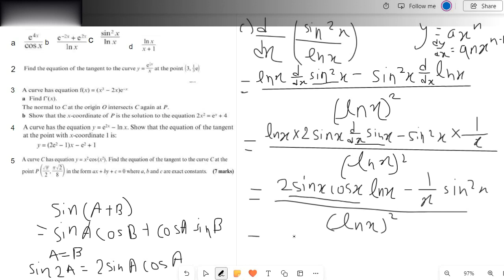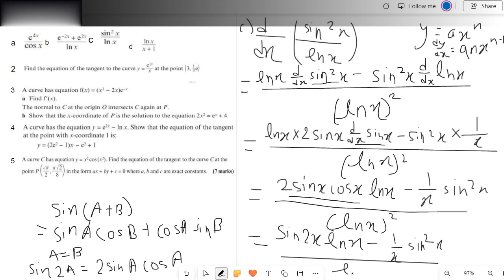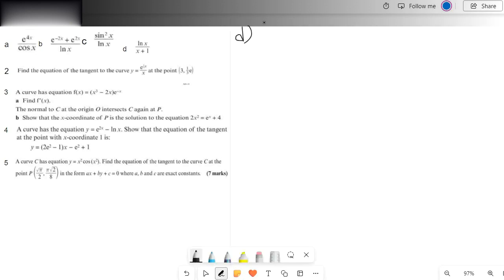So writing that down, we have sine 2x multiplied with ln x subtracted with 1 by x sine squared x, and then whole divided by ln x whole squared. For number d, we have d/dx of ln x divided by x plus 1.